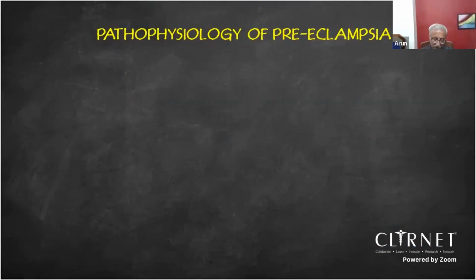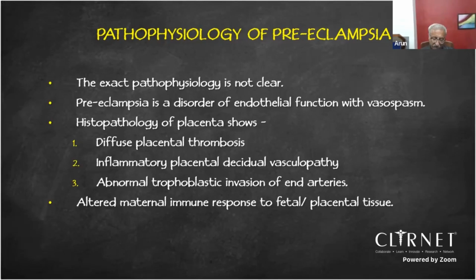Now, coming on to how it happens. What we have understood is how and why it happens, the reasons and the genetics behind it. Now let's see what happens in the organs. It is a disorder of endothelial function with vasospasm. This is standard and happens in all vessels, right? So histopathology of the placenta will show diffuse placental thrombosis, inflammatory placental vasculopathy, and abnormal trophoblastic invasion of end arteries. And there will be an altered maternal immune response to fetal and placental tissues, right?